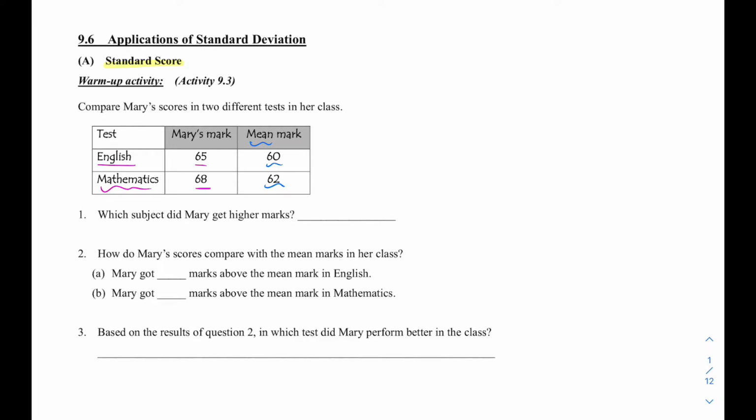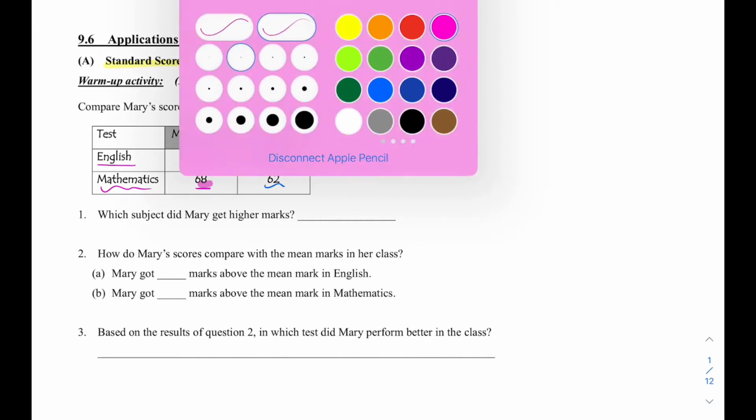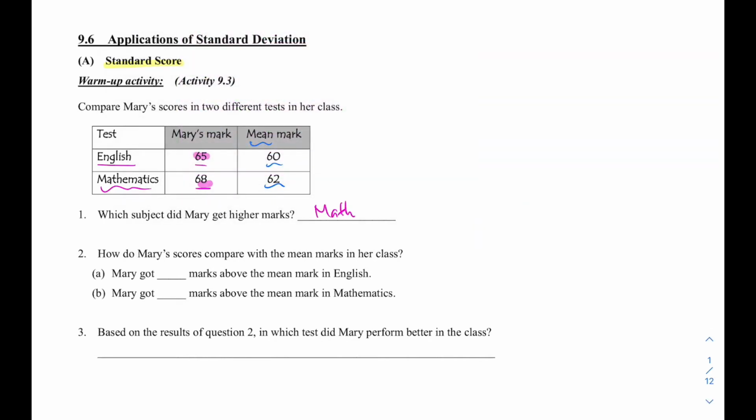Okay, if we only focus on the marks, you can easily see that Mary got higher marks in mathematics. 68 is greater than 65. So you just write down mathematics for question 1.